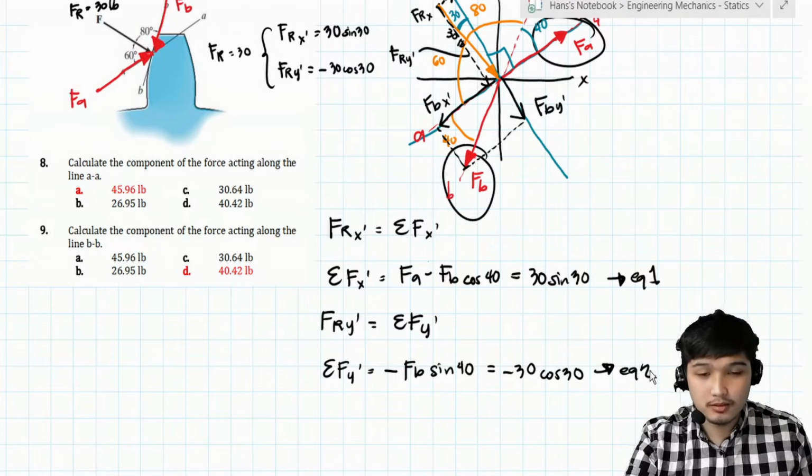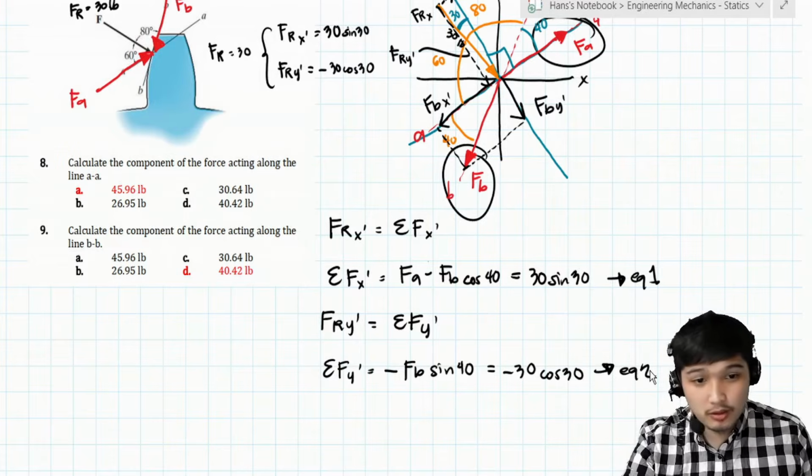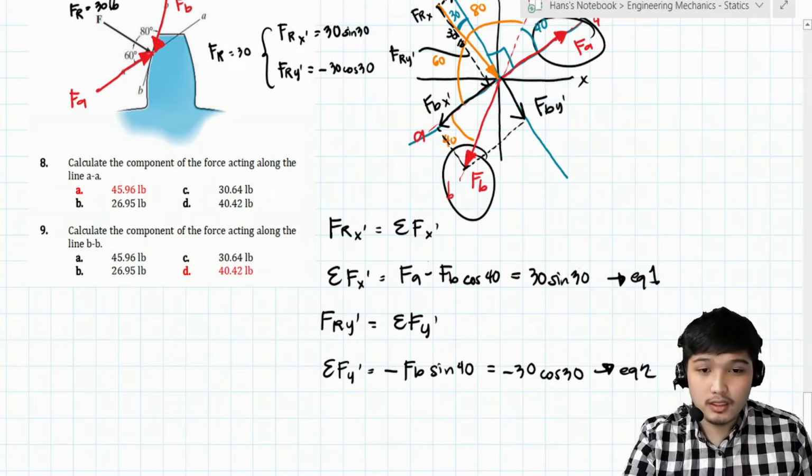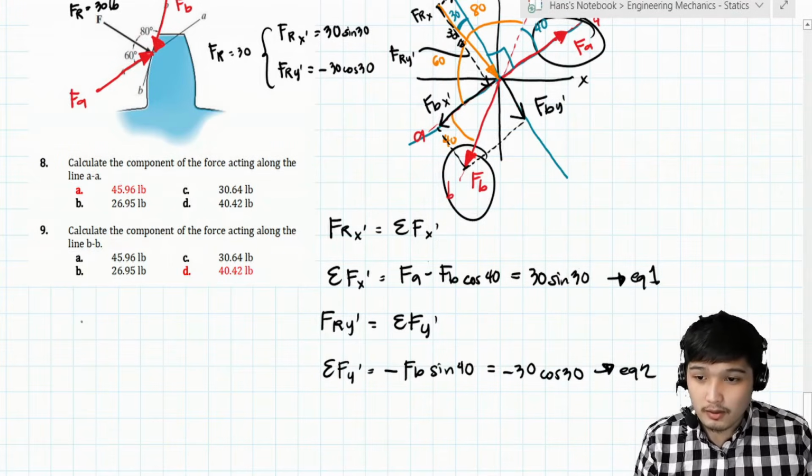Okay, so we have two equations and two unknowns. So FA and FB are solvable. Okay, so what are they, class?